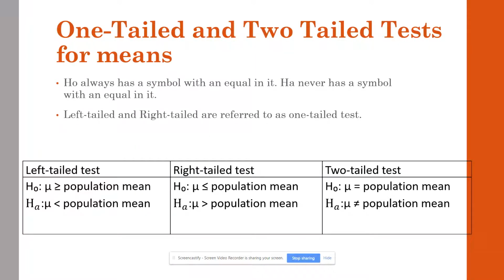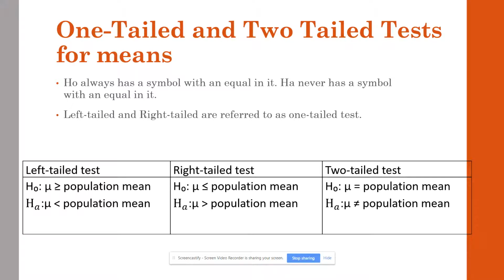So for one mean and two-tailed test for means, H0 always has a symbol with the equality sign in it. The HA, the alternative, will never have a symbol with equals in it. The way I think about it is, remember, H0 is your null, and if you write the word null on its side, those two L's form an equal sign. So remember that the null always has to have the equal sign in it.